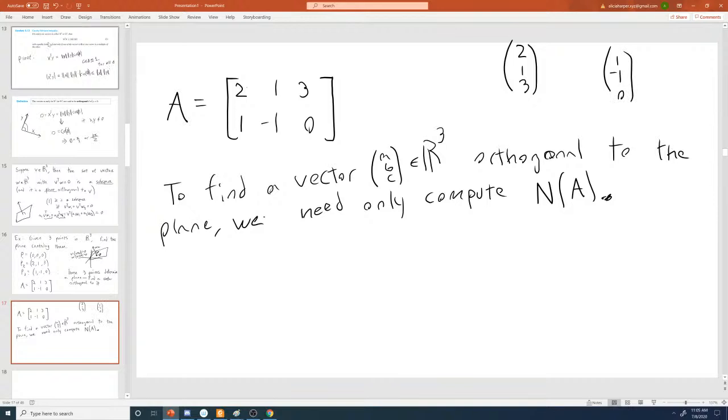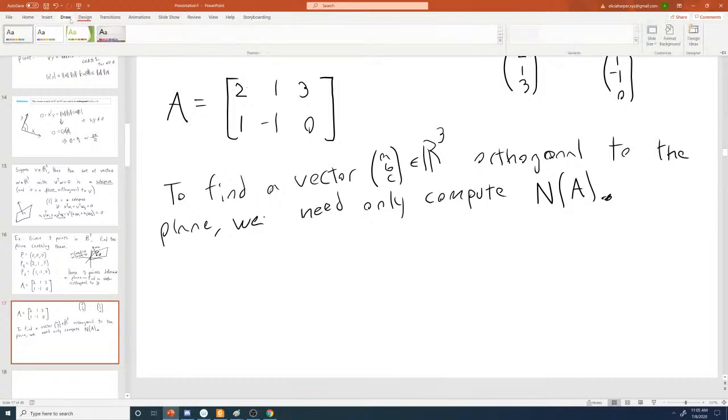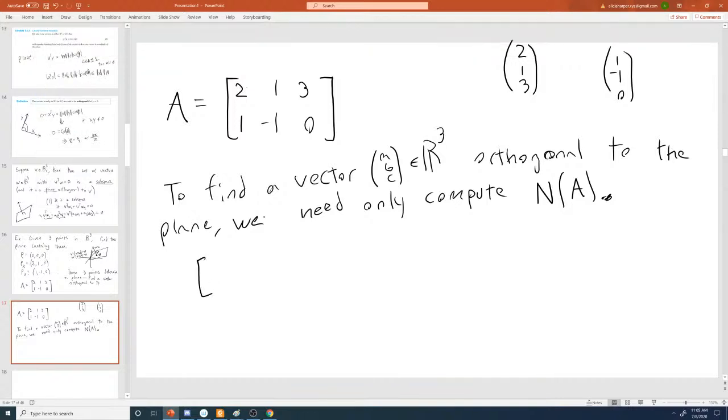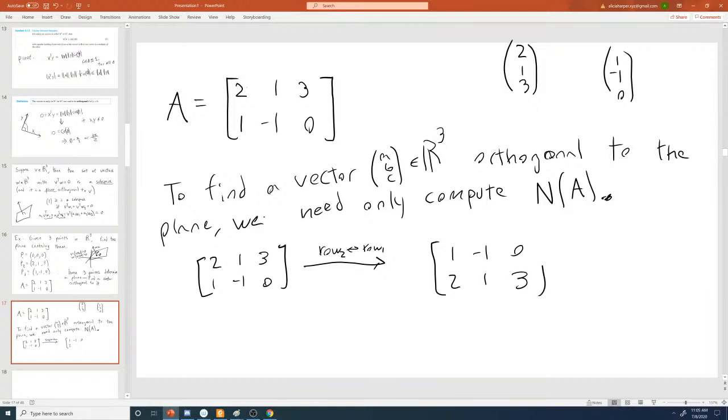So, how do we do that? Well, we have some techniques at hand that help us. Simply row reduction. So we write down our matrix. And what we're going to do is put it in row reduced echelon form. So the first thing I'm going to do here, just to make my life easy, is swap row 2 with row 1. So I get 1, -1, 0, and then 2, 1, 3.